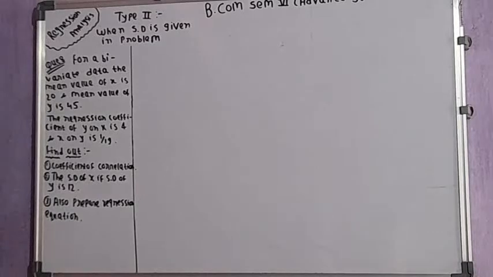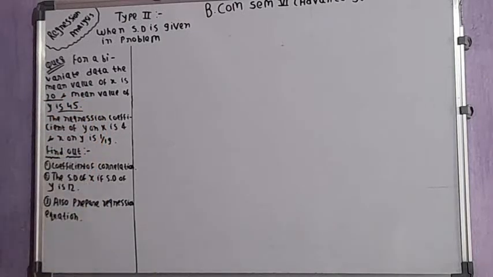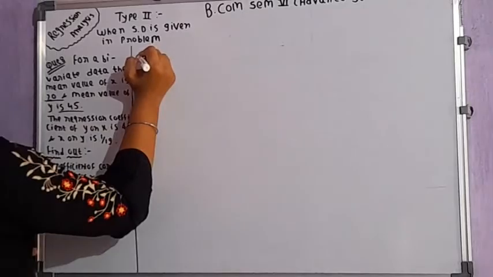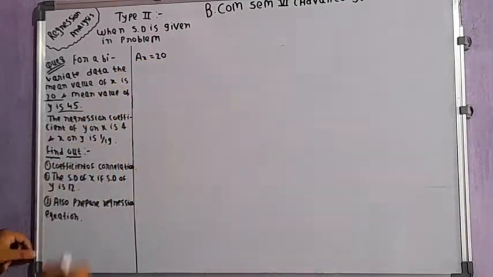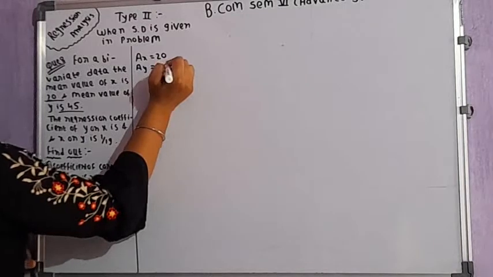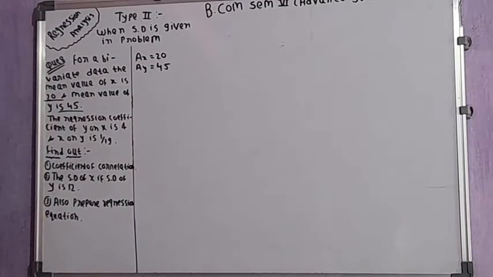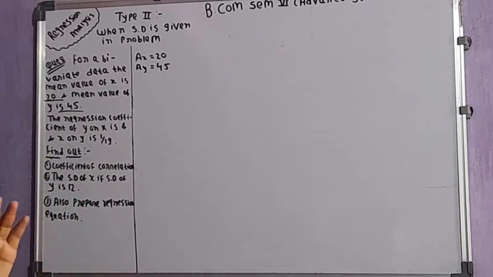Let's read it. For a bivariate data, the mean value of x is 20 and the mean value of y is 45. Means what we have got after reading the problem till here: we have got x bar, that is the mean of the x series, which equals 20, and the mean value of y, that is y bar, the mean of the y series, that is 45. The regression coefficient of y on x is 4. Regression coefficient of y on x means here we have been given byx as well.